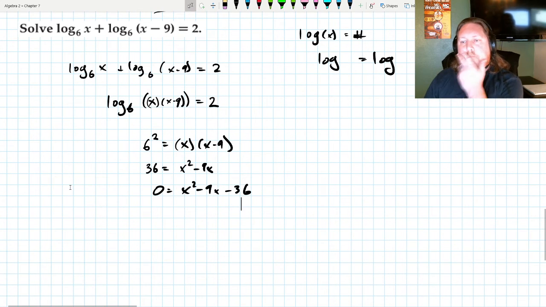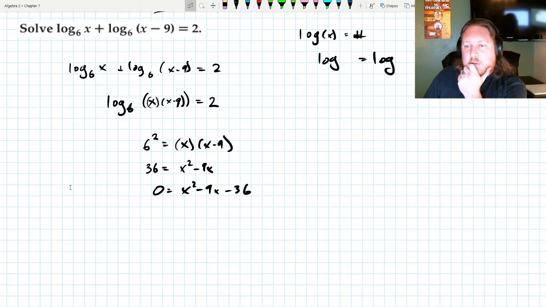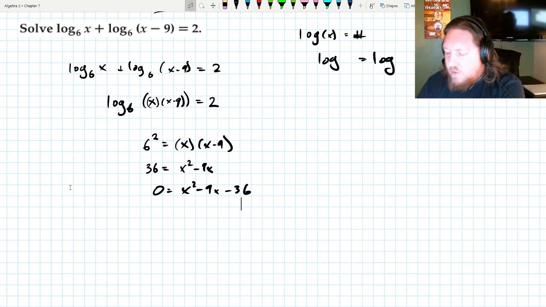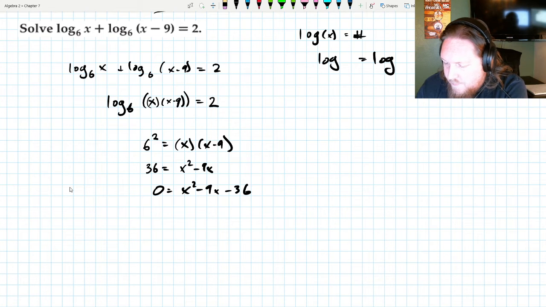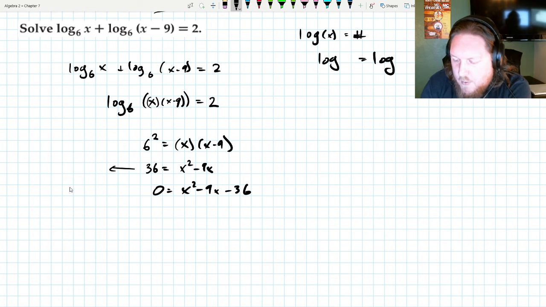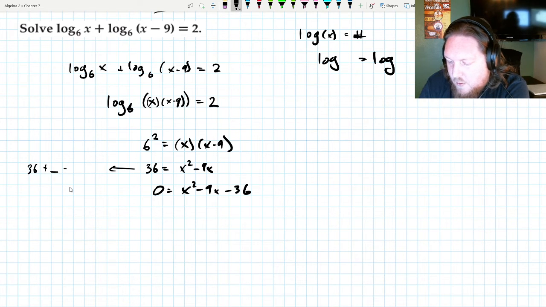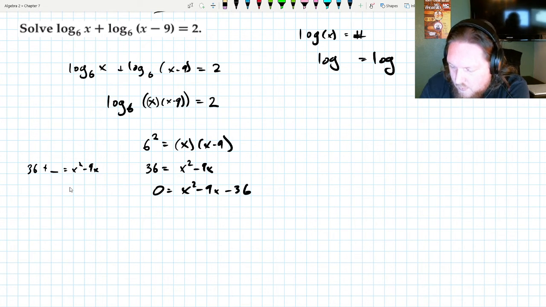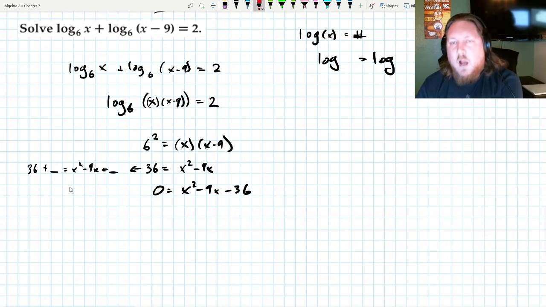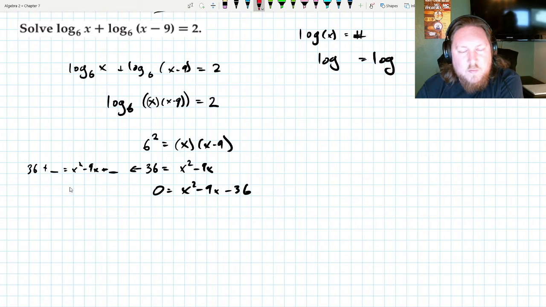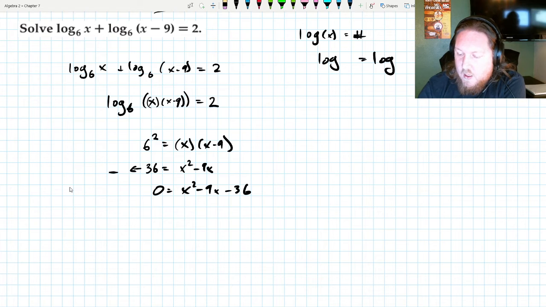Let's see here. The answers to this. Well, it's not a perfect square. I guess one thing I could have done is gone from this spot right here and tried to answer it using completing the square. Let's go ahead and do that. So plus something equals x squared minus 9x plus something to make it a perfect square. Well, 9 divided by 2 is 4.5. I could square that. Never mind. I don't want to do completing the square.